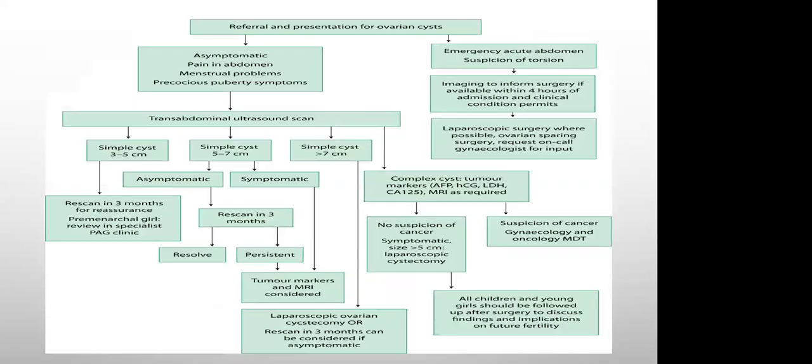Now, how to manage? It's very simple. If you have a patient confirmed with ovarian cysts, it depends on whether it is symptomatic or accidentally discovered, an asymptomatic patient. So if she's asymptomatic, it means there is no pain, or she had a mild pain in the abdomen, some menstrual changes, or precocious puberty changes. Please offer transabdominal ultrasound to the patient.